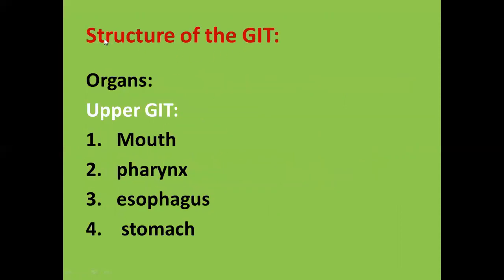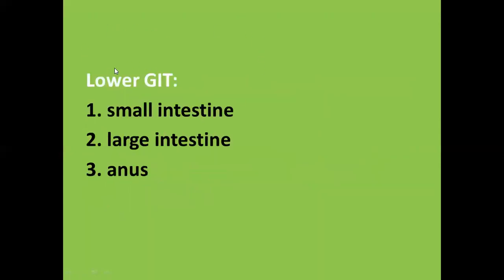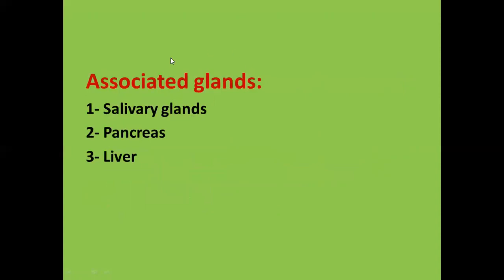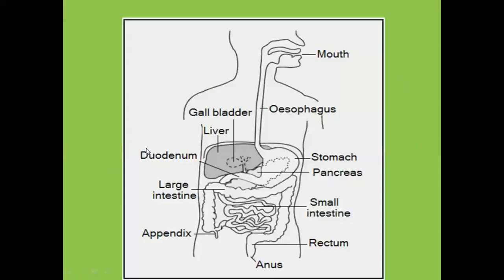The structure of the GIT is divided into upper and lower parts. The upper GI includes the mouth, pharynx, esophagus, and stomach, and the lower GI includes the small intestine, large intestine, and anus. We have associated GIT glands, like the salivary glands, pancreas, and liver. So this is the mouth and esophagus, and here we also have the pharynx. This is the mouth, pharynx, esophagus, and stomach. All of this is called the upper GI.